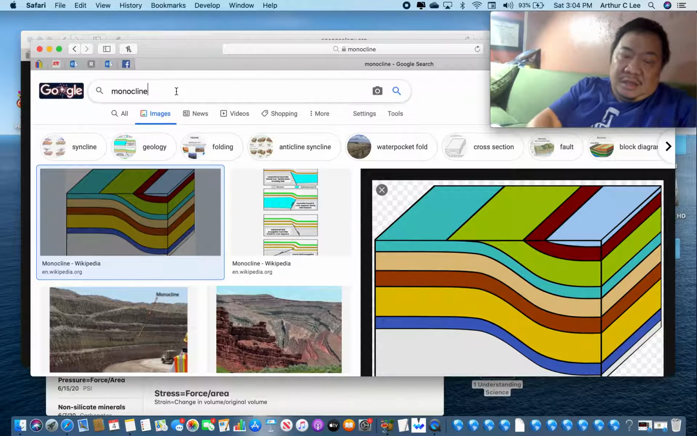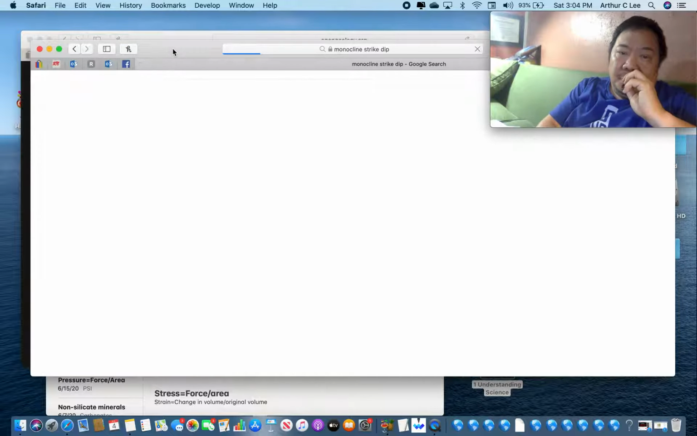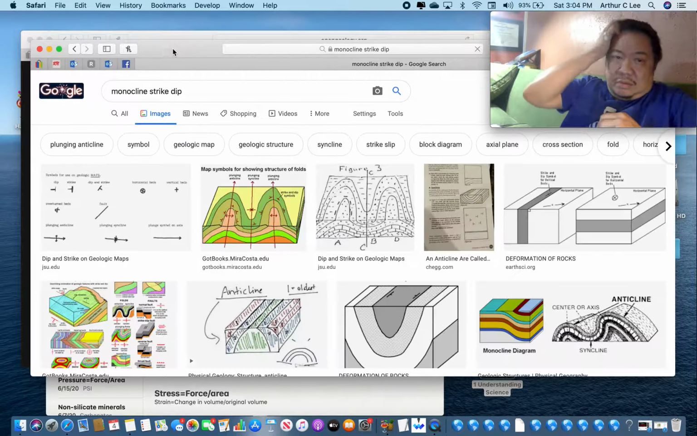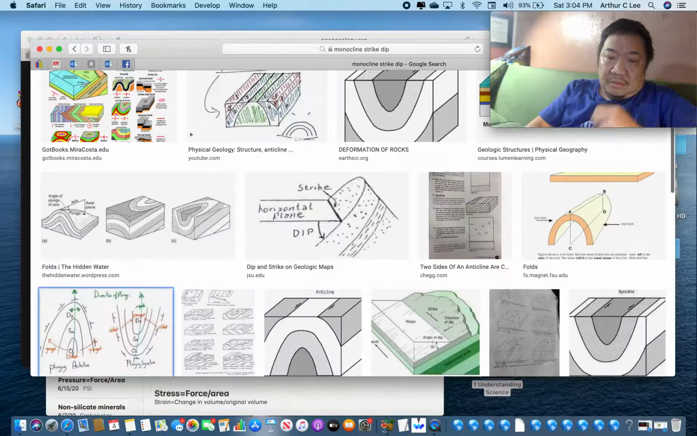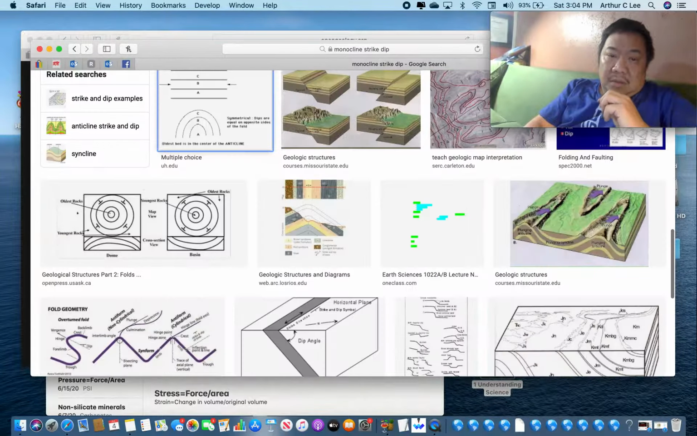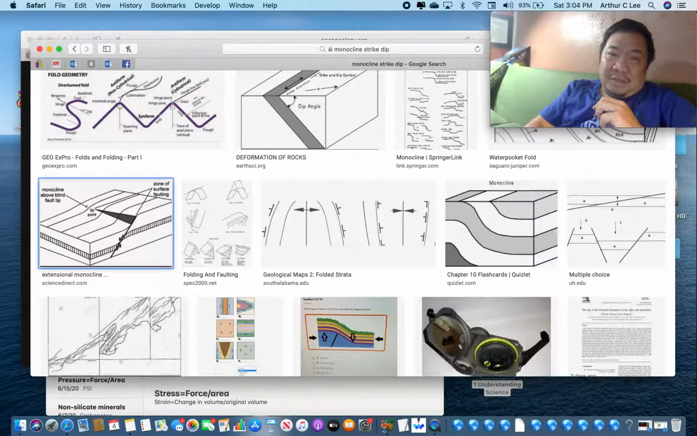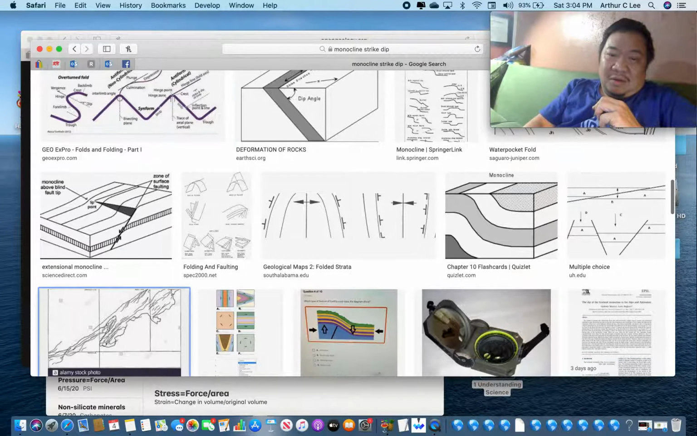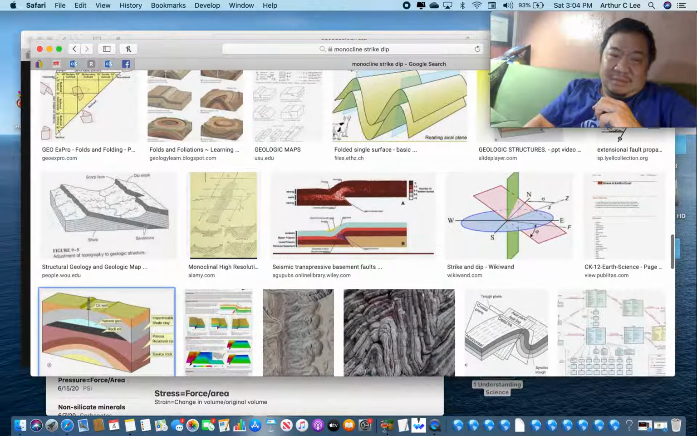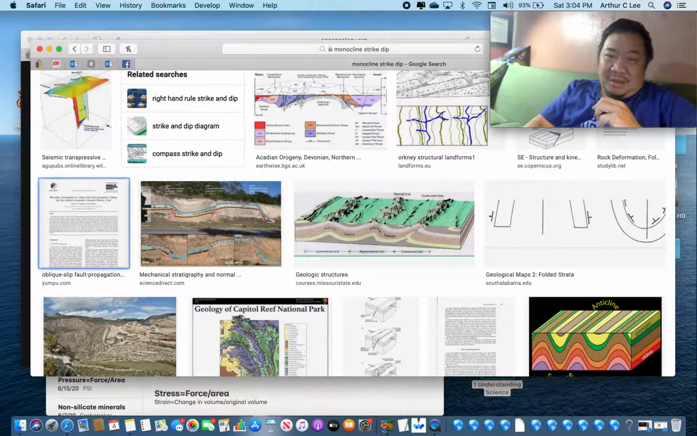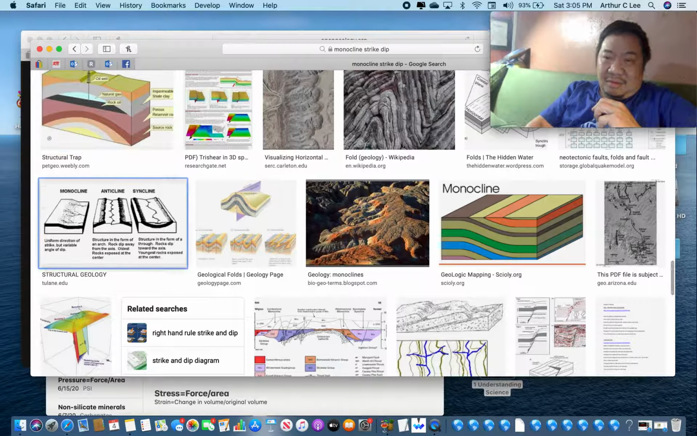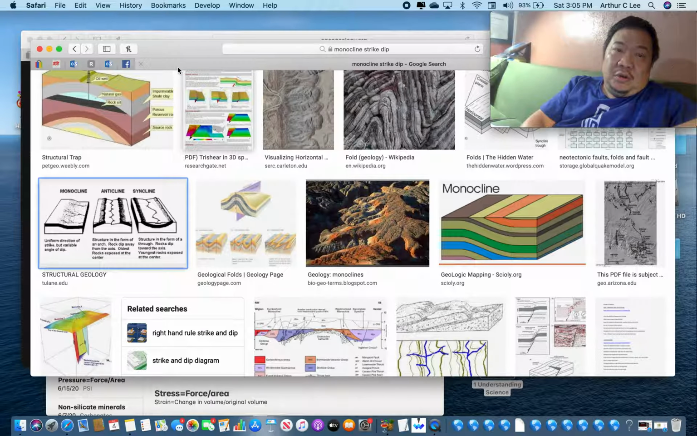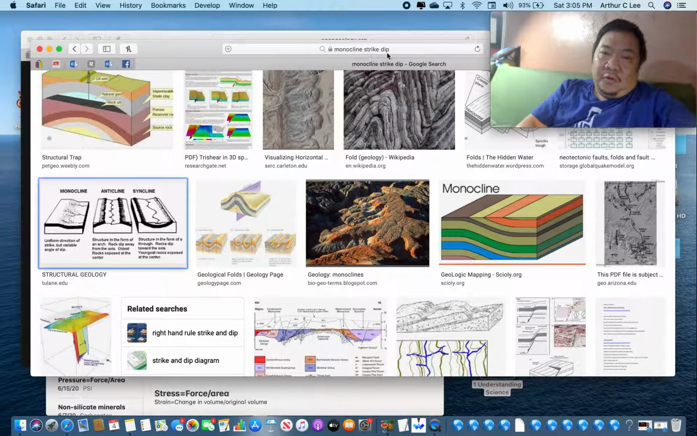Let's take a look at some more pictures. I wish I had a blackboard and I could just show you this stuff, or a whiteboard, instead of doing this quarantine stuff, because it's hard to show. Okay, let me show you the symbol for horizontal beds real quick.